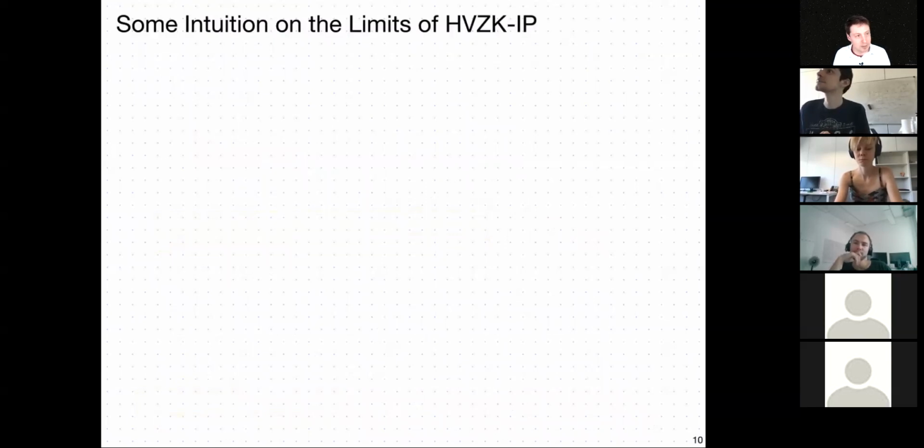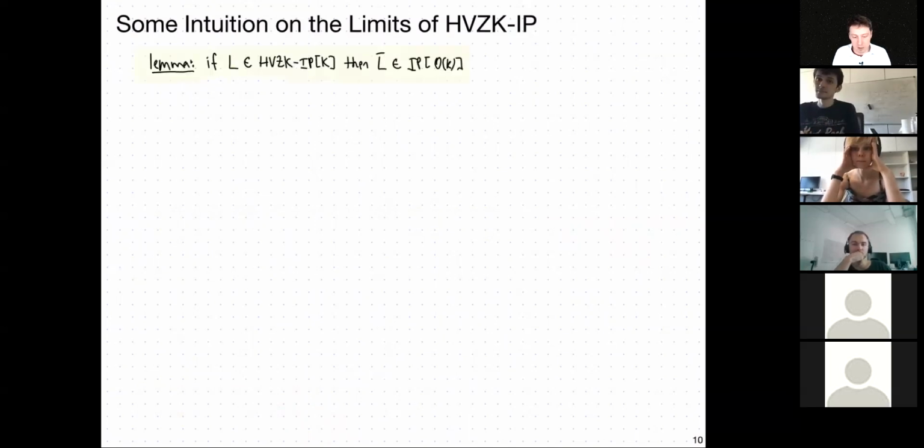So now let's go back to the limitations on Honest-Verifier zero knowledge interactive proofs. Why on earth could it be that having a simulator is a bad thing? I'm just going to give some super high-level intuition for why, if you give me a language that has an Honest-Verifier zero knowledge interactive proof, then you can prove its complement without zero knowledge, basically with the same number of rounds.